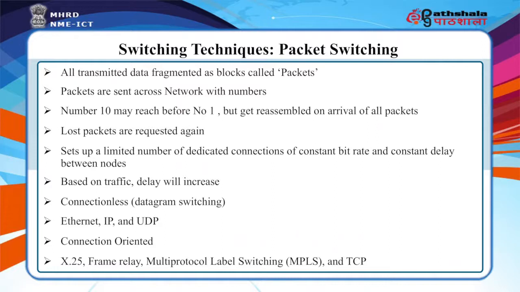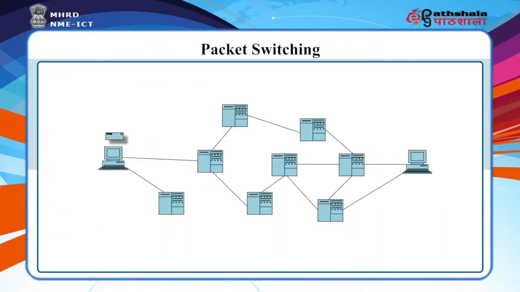This is generally established as connectionless or connection oriented. In connectionless, it is called datagram switching, and connection oriented examples are frame relay and multi-protocol label switching, which is used by telecom companies, like MPLS network, TCP, etc. In connectionless, it is IP, UDP, Ethernet, etc. And as you see in packet switching, the packet is transmitted over the network, and it can take any path to reach the destination.